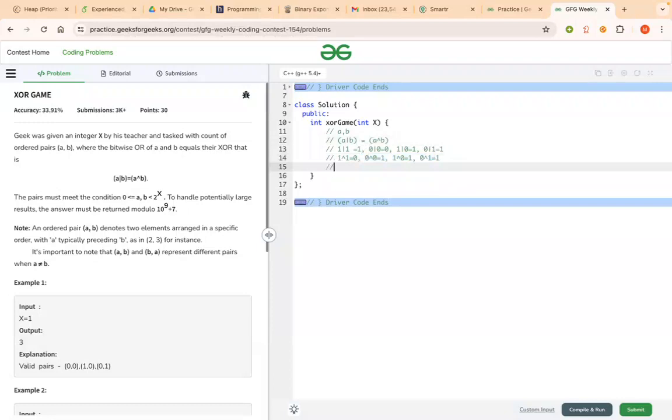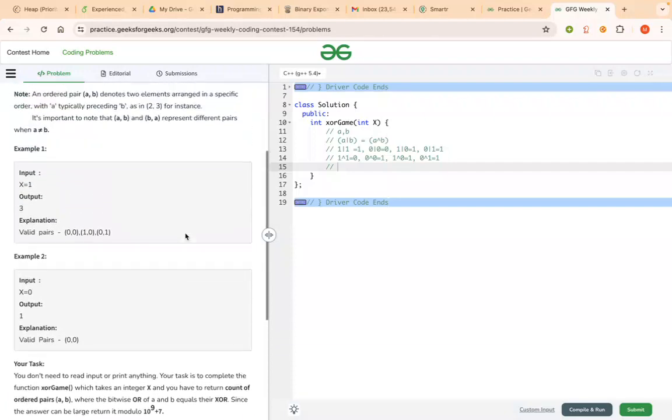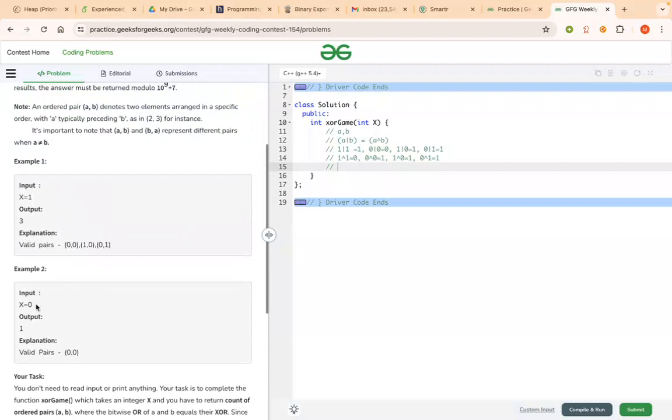So what can we do now? If you look at the constraints, it says that if you consider an ordered pair a, b, it must be less than 2 to the power x, right? And you have to return it, of course, modulo 10 to the power 9 plus 7. And if you see the value of x, it is up to 10 to the power 5. So let's try it. For the given examples, as you can see, for x equal to 0 it is 1, and for x equal to 1 it is 3.